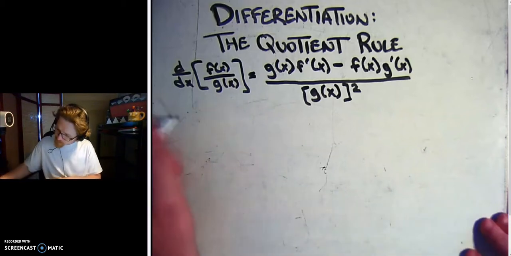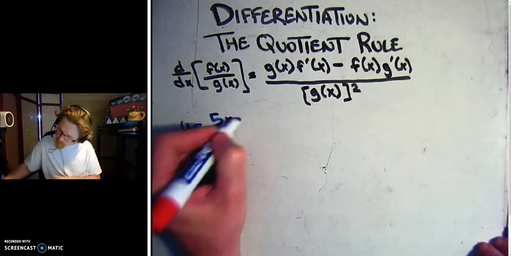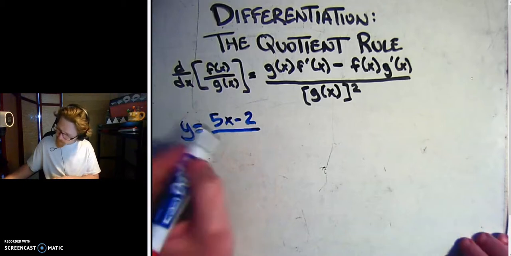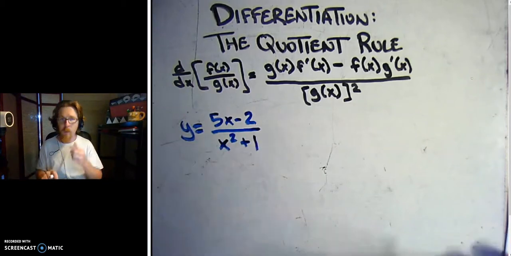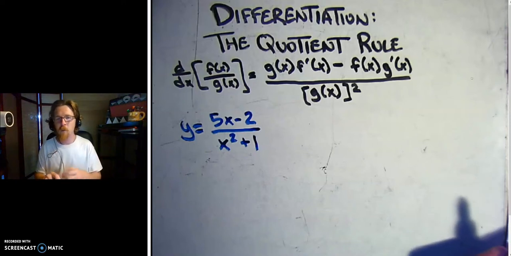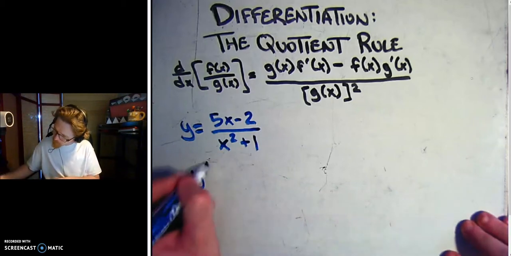function. Let's say that we're given the function y equals 5x minus 2 divided by x squared plus 1. So let's say this is our function, y equals 5x minus 2 over x squared plus 1. And we want to find the derivative of this. I want to know what is y prime.